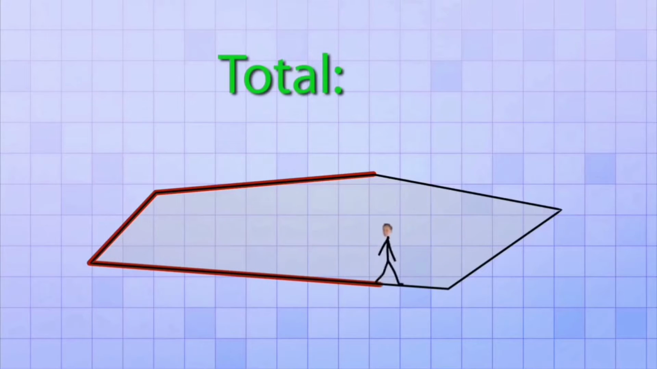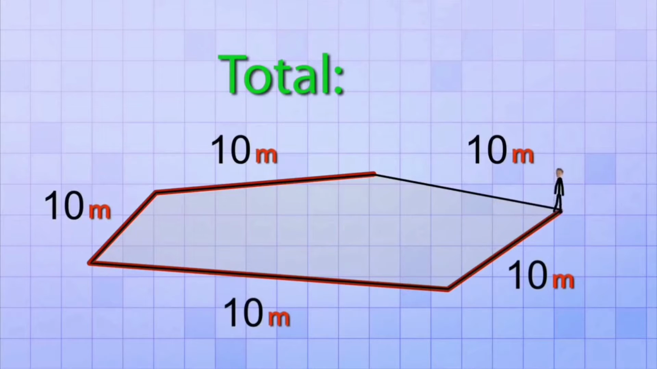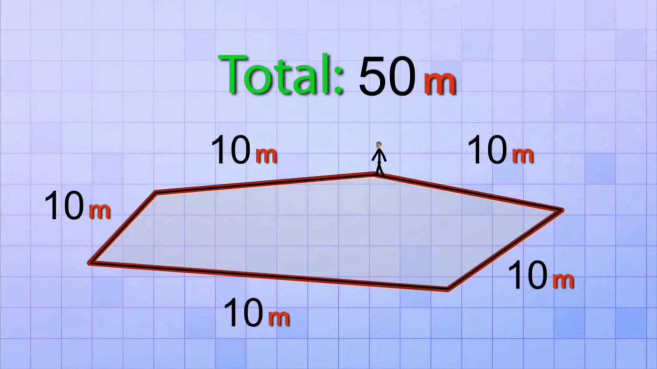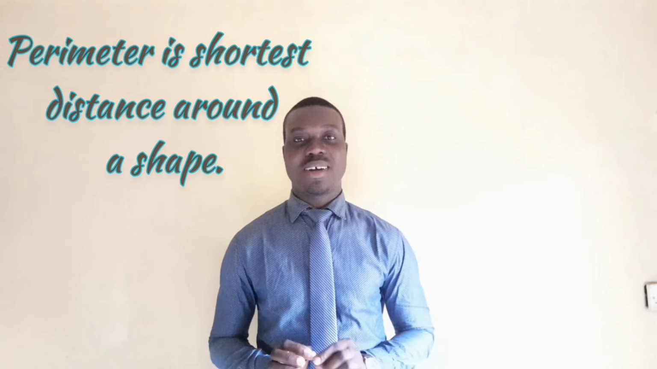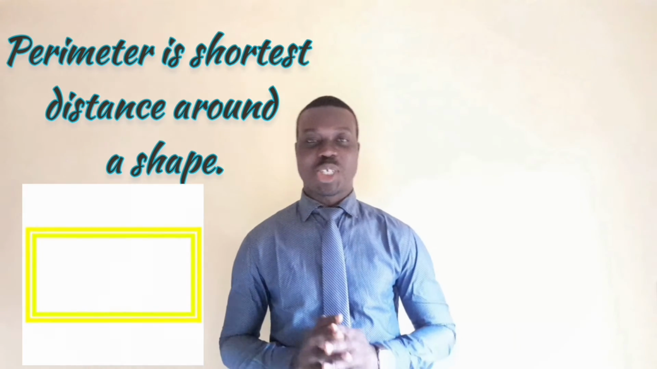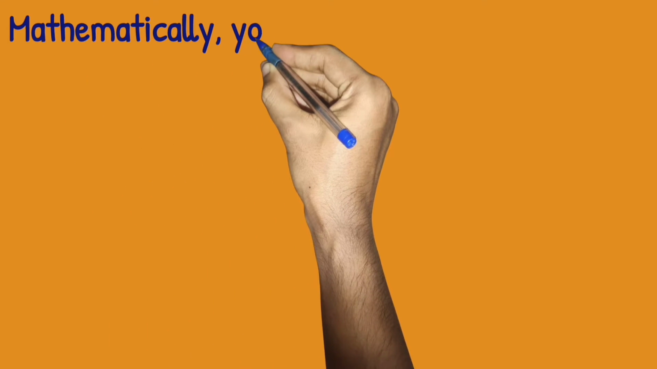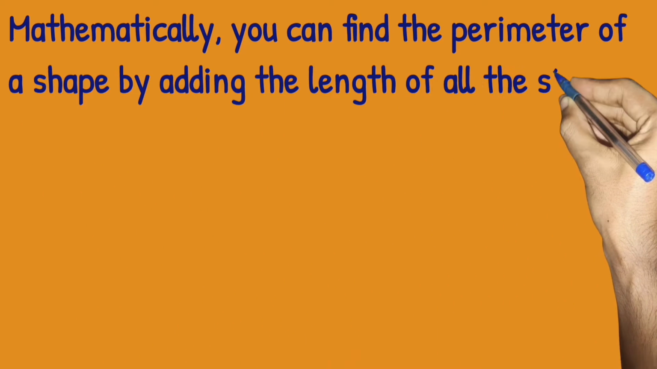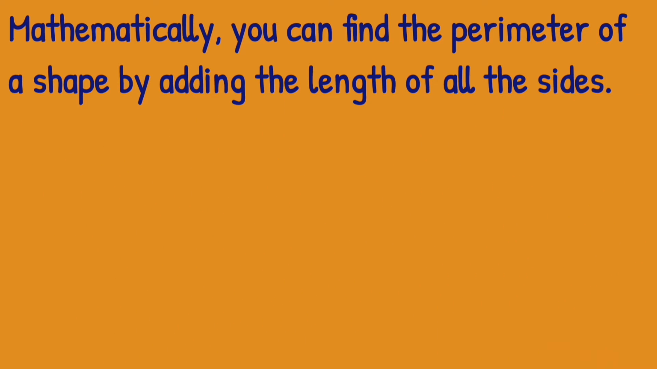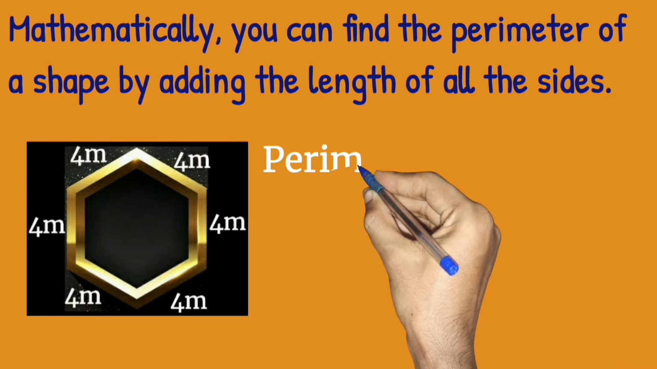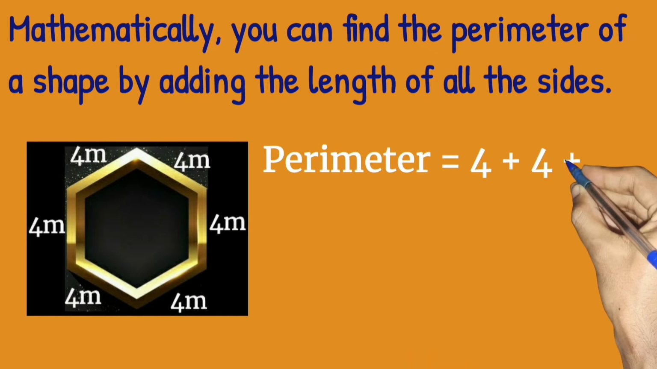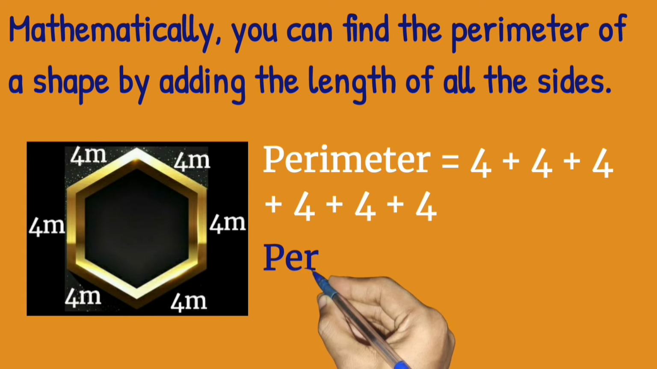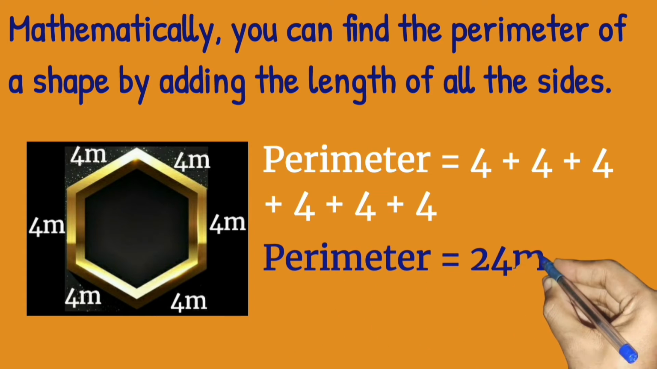In this case, if the length of each side of the polygon is 10 meters, the perimeter will be 10 plus 10 plus 10 plus 10 plus 10, which is 50 meters. So, perimeter is the shortest distance around the shape. Mathematically, you can find the perimeter of a shape by adding the length of all the sides. For example, the perimeter of this shape is 4 plus 4 plus 4 plus 4 plus 4 plus 4, and that is 24 meters.